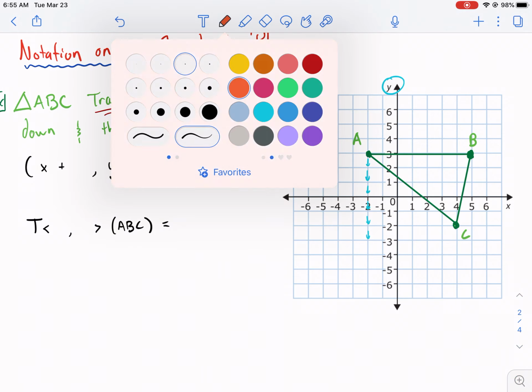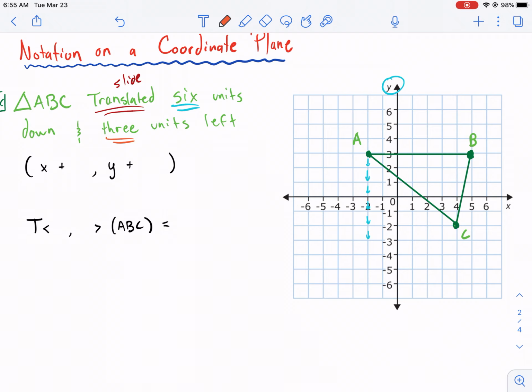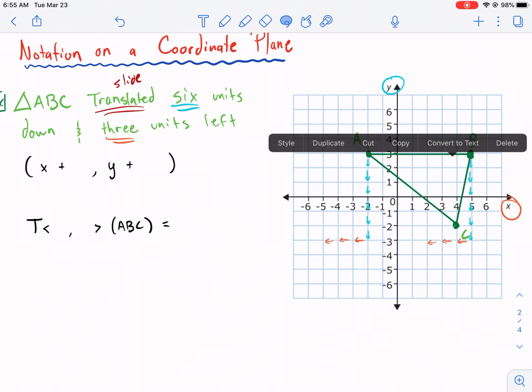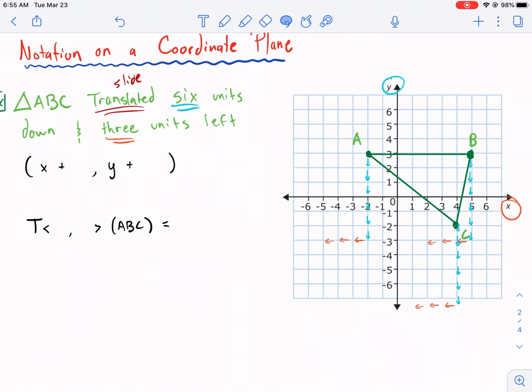And then we also need to do 3 units to the left. And I know that my x-axis is left and right. So I'm going to go 3 units to the left. 1, 2, 3. Now, the thing is, I need to do this to each one of the points. I need to do this to A. I need to do it to B. And I need to do it to C. All 3 of these need to go down 6 units and to the left 3 units.